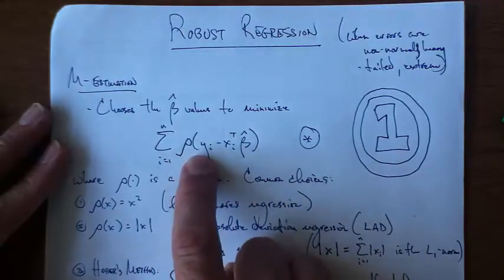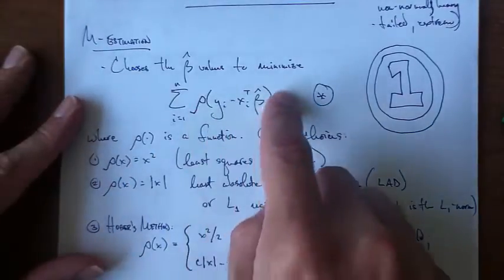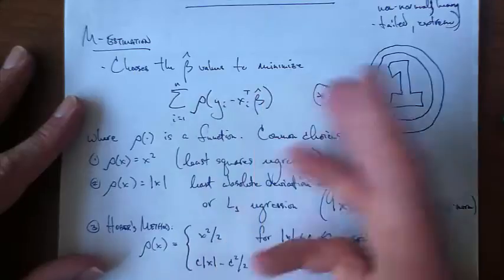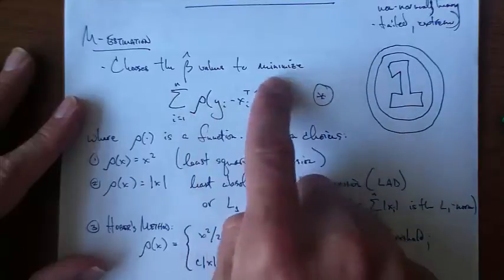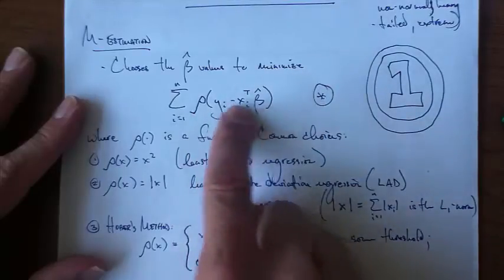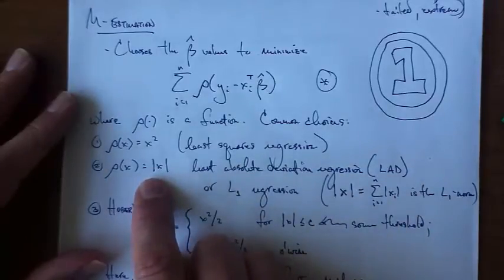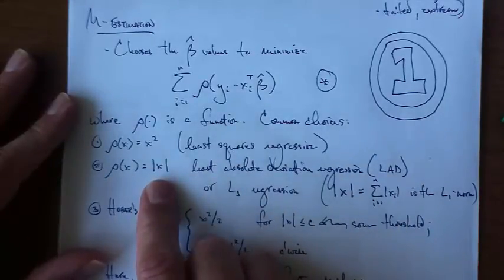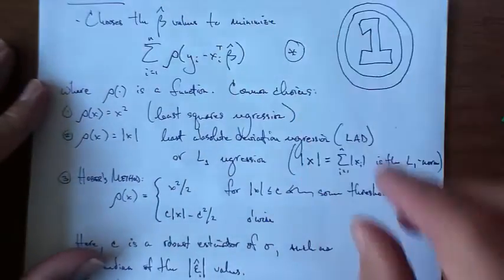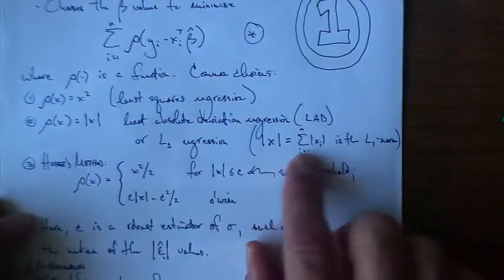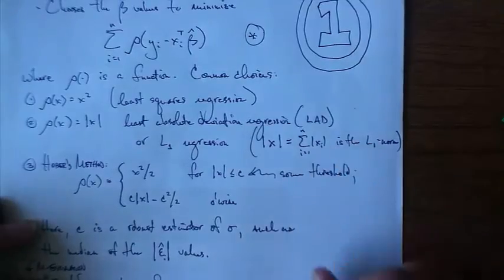Some common choices for rho would be, say, x squared. Rho of x equals x squared. In that case, you're taking the residual and you're squaring it. That's just regular old least squares. Remember, least squares is done when you're trying to minimize the square of the residuals. Or you could take the rho function to be just the absolute value function. This is called least absolute deviation, or LAD, or sometimes called L1 regression, because the L1 norm is defined to be the sum of the absolute values of the numbers in the vector.